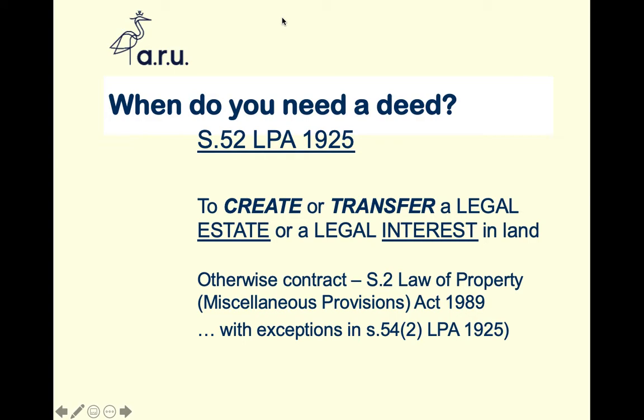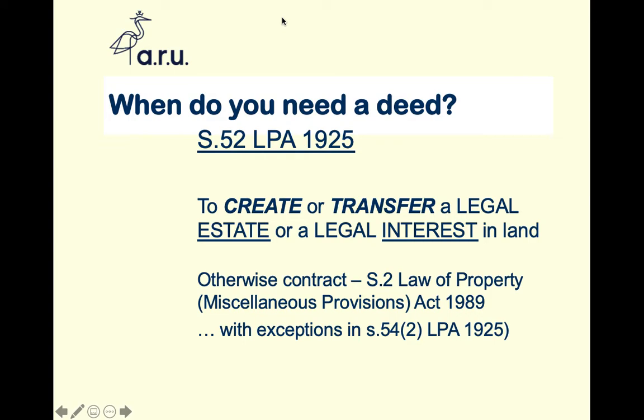So section 52 of the Law of Property Act 1925 says that where we're creating or passing from one party to another any legal estate, so ownership or tenancy, or a legal interest, the five, pertaining to rent charge, right of entry and easement, all of those would require a deed in order to make them legal.